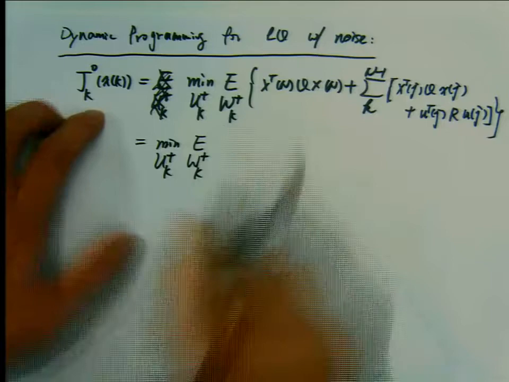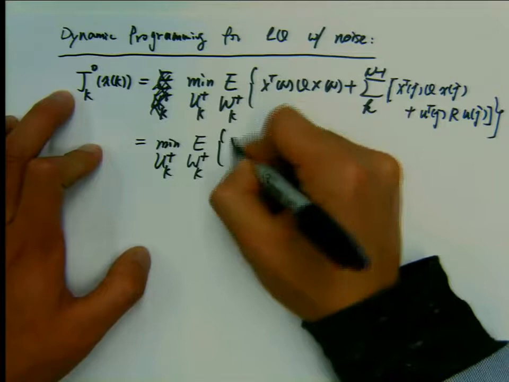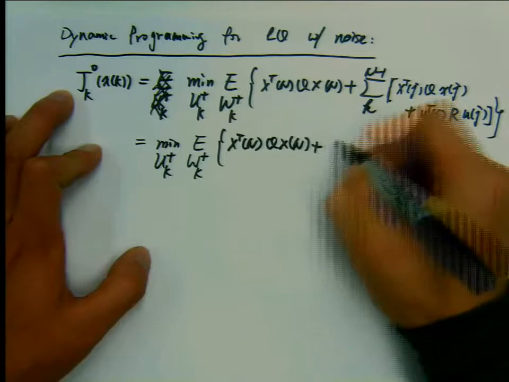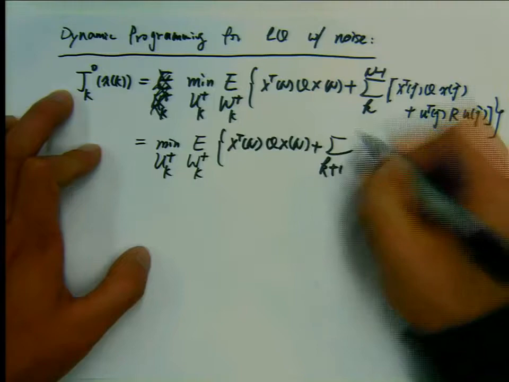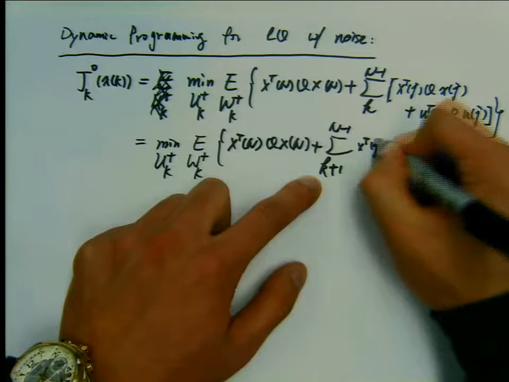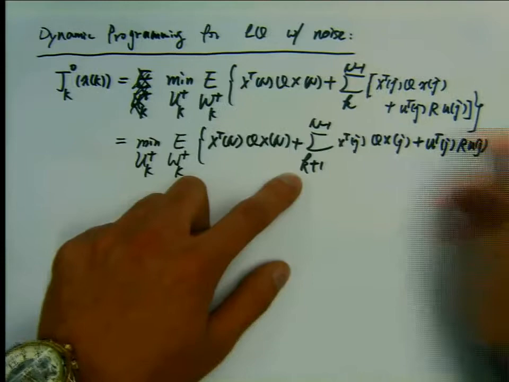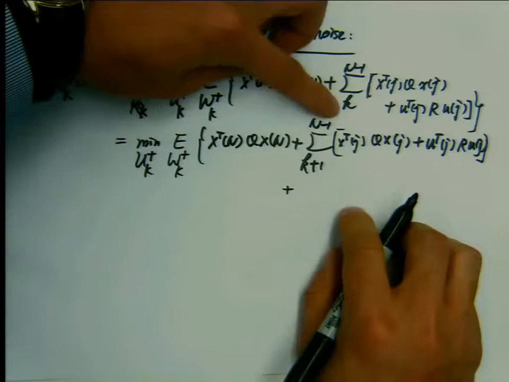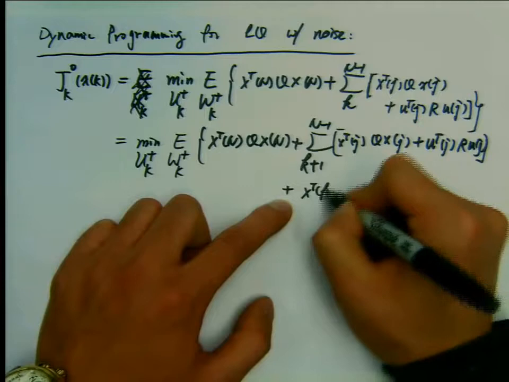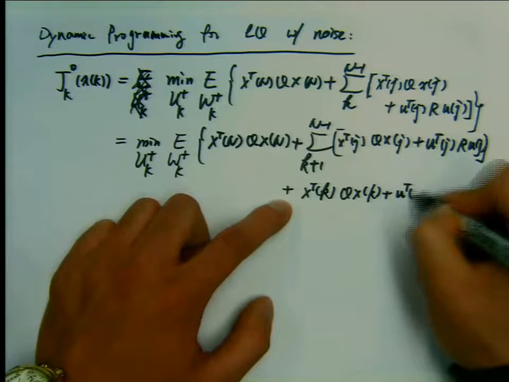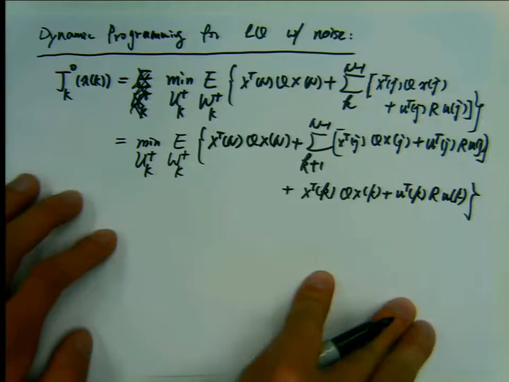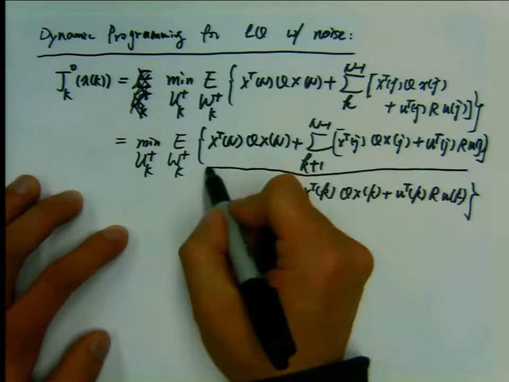So the first step is to construct something that's going to give us the cost to go at time k plus 1. Well, we're going to need this k plus 1 term, the summation of x_j transpose Q x_j plus u_j transpose R u_j. Okay, so I have taken out two terms over the summation sign. The two terms I took out are x_k transpose Q x_k plus u_k transpose R u_k. Now, this term is quite similar to the optimal cost to go at time k plus 1.